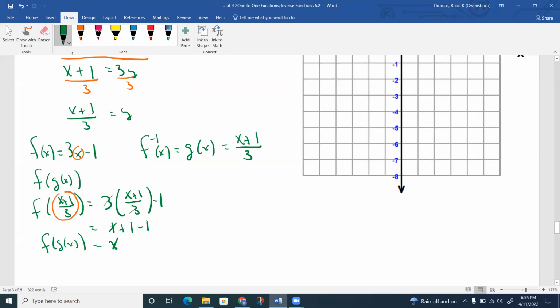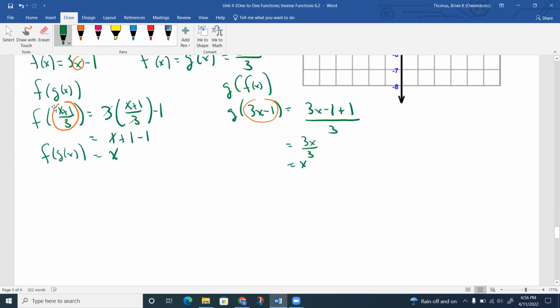But what also has to hold true is that g of f of x must also equal x. So f of x is going to be this 3x minus 1, and then I have to substitute that 3x minus 1 into the g function, or the inverse, if you will. It's got to go in place of x there. So this becomes 3x minus 1 plus 1, over 3. If I simplify that, the minus 1 and the plus 1 will zero out. I have 3x over 3. The 3's divide out, and that gives me x.